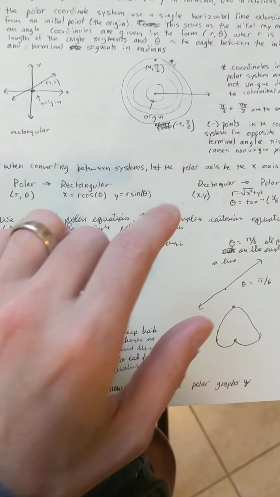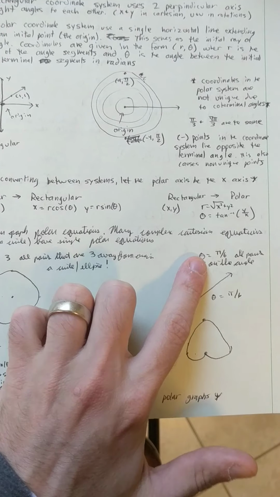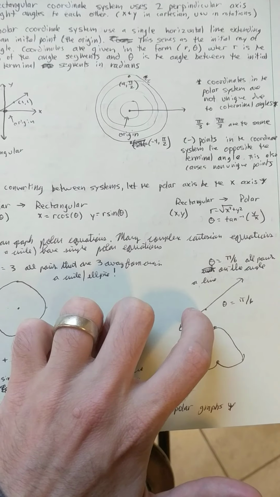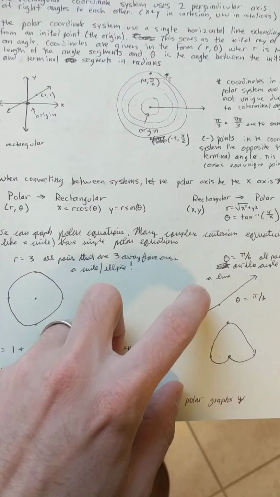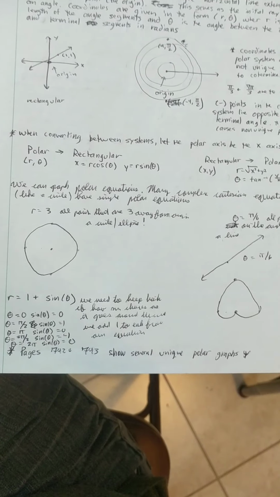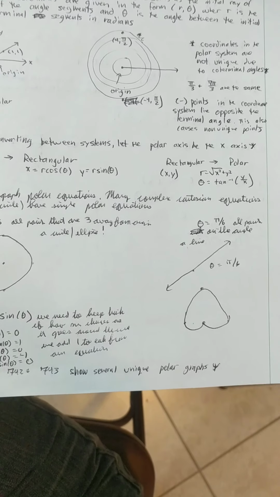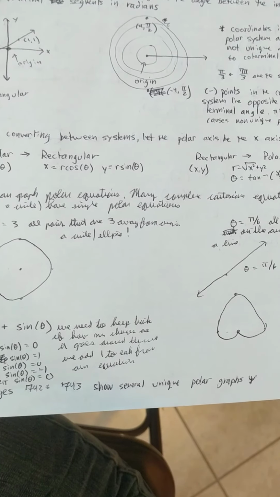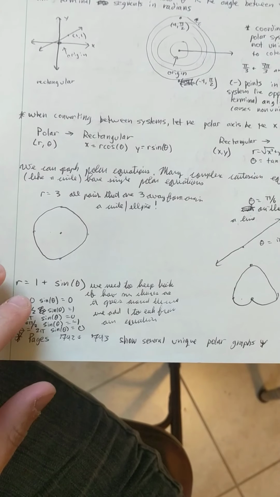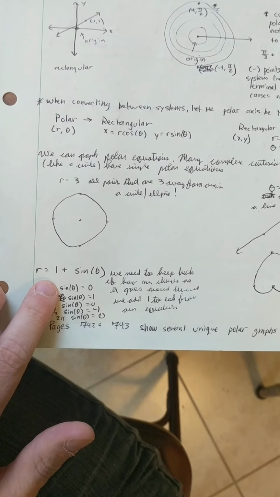Okay? If we're just given r, it's going to be a circle. If we're just given theta, it's going to be a line. If our graph has both r and theta, it's going to be a conic, which will have curves. Okay? So this one is a little bit more complicated, this graph.